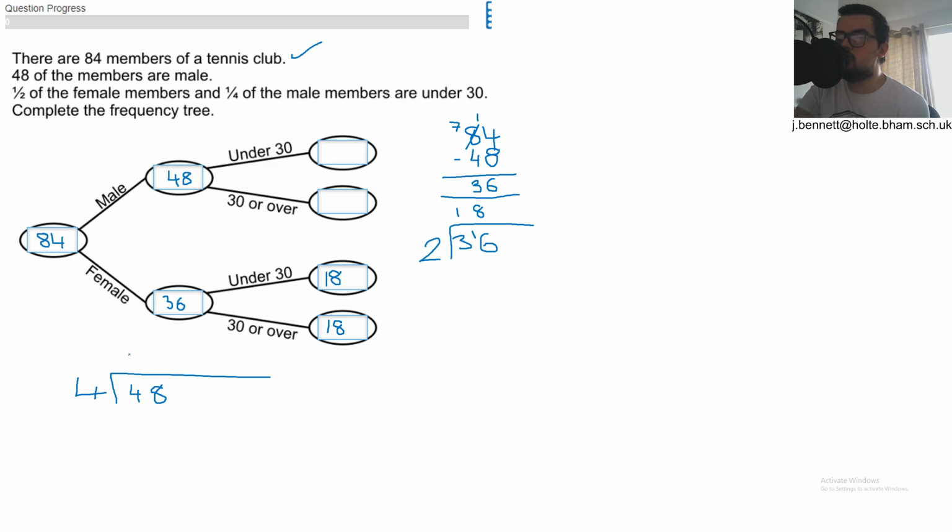How many 4's go into 4? 1. How many 4's go into 8? 2. So 12. And then we can put a little 36 there. Oh, I've put that in the wrong box. Yes, because it says under the quarter of the members are under 30. So quarter is our 12, and over 30 is 48 minus 12, which is 36. And that's this question done.